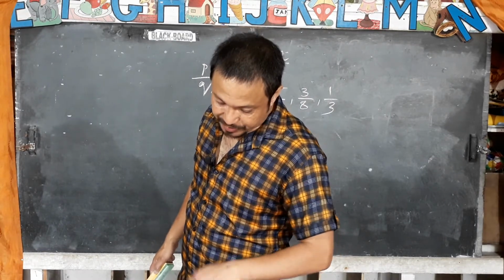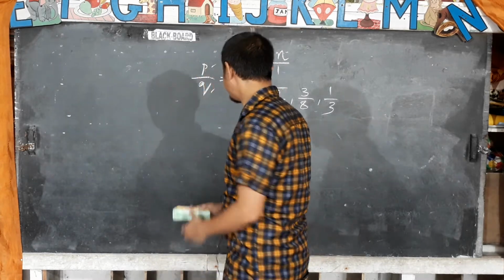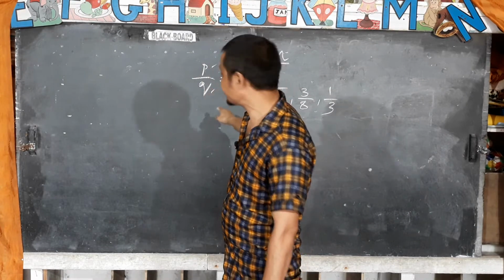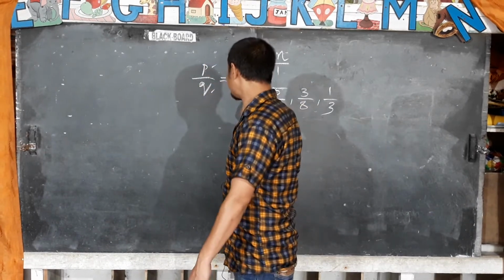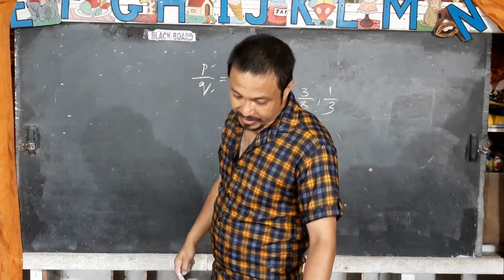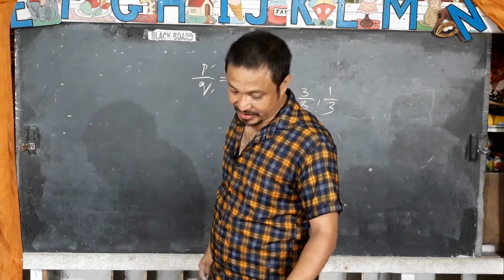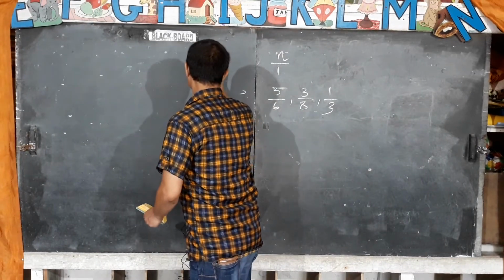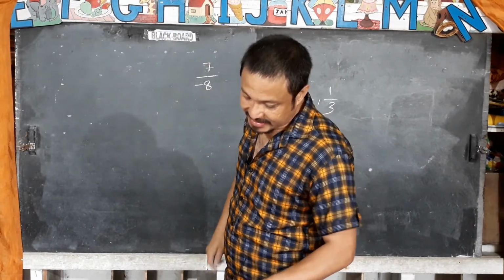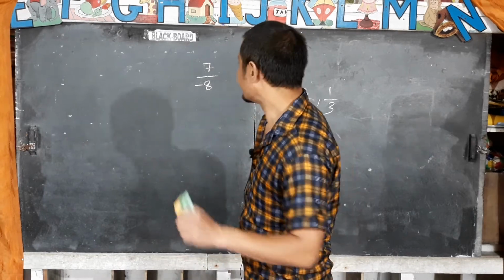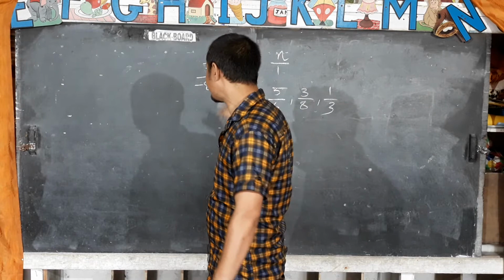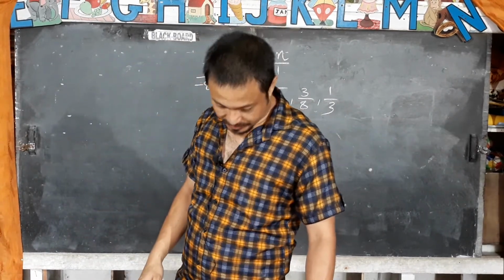Thus, the fraction P upon Q, or 2 upon 3, is a quotient of two integers such that Q is not equal to 0. We don't have 0 here, we have 3. Hence, P upon Q is a rational number. Understood? A number like 7 upon minus 8 is a rational number, but it is not a fraction, because in fractions we cannot have the denominator as a negative one.